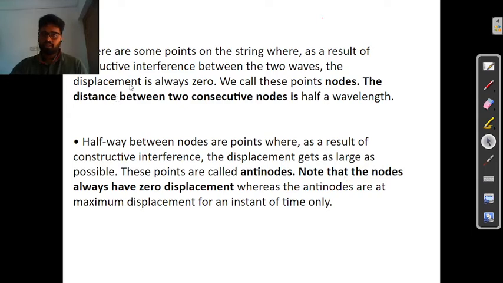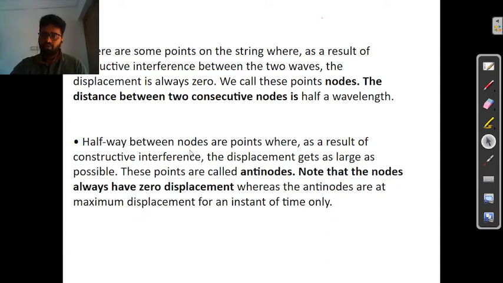So the points on the string or in a pipe where destructive interference happens between two waves, the displacement is always zero. We call these points nodes. The distance between two consecutive nodes is half a wavelength.